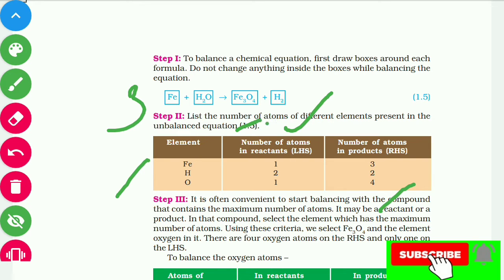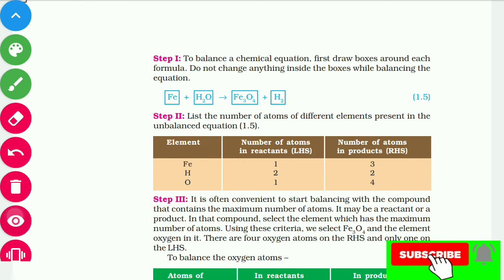Oxygen on the right is 4, so write 4 in front of H2O on the left. Now calculate the atoms of hydrogen: 4 times 2 is 8 on the left, and on the right it is 2, so we write 4 in front of H2. Practice at least 20 to 25 chemical equations, and you will find that they follow the same steps. So practice more and more chemical equations.